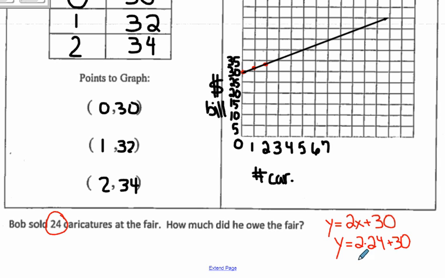So this is going to give me 48 plus 30, which is going to give me a total of 78. So the answer is $78. Bob had to pay the fair in order to sell 24 caricatures.